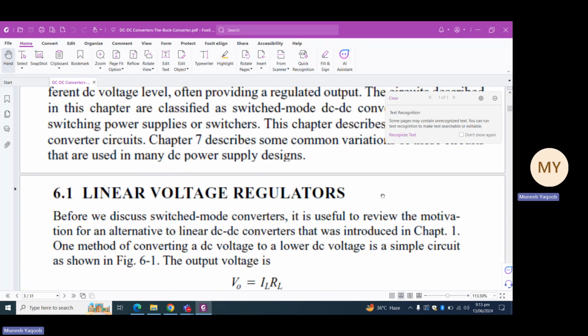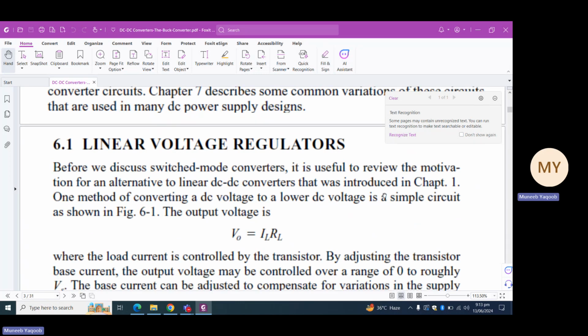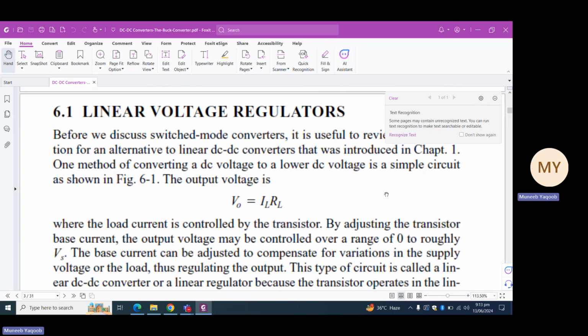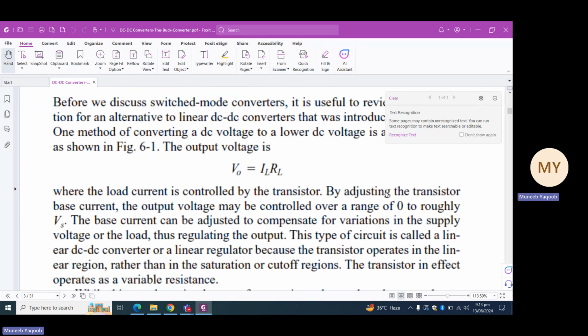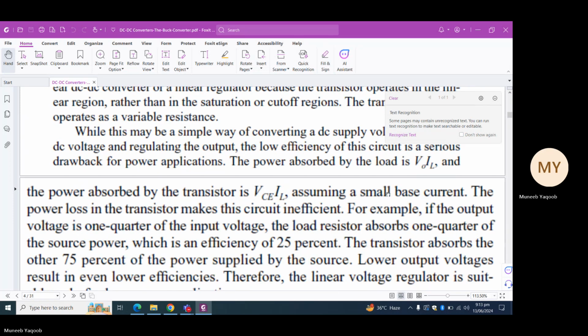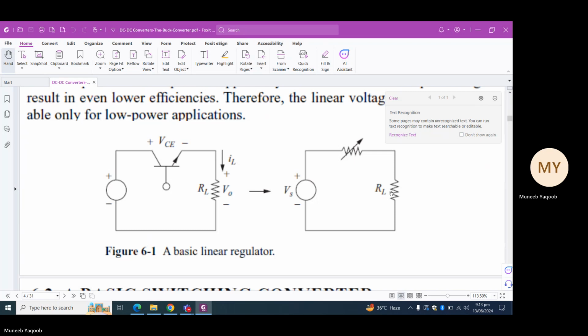As you remember, in chapter number 1 we studied an example of a linear voltage regulator. If you recall that example, what we needed to do at that time was to obtain a voltage V out equals to IL into RL for a given input voltage. Let us revise this example.